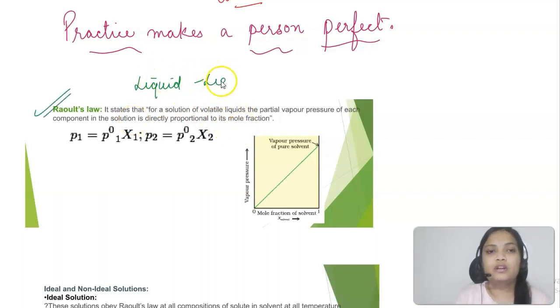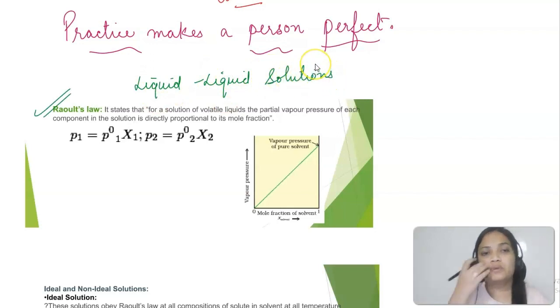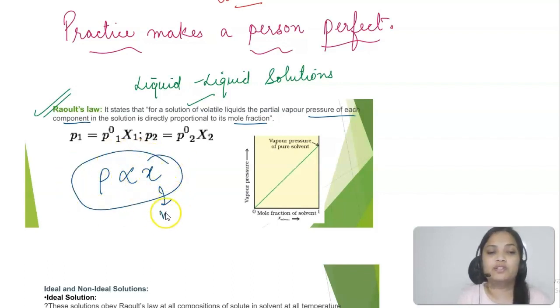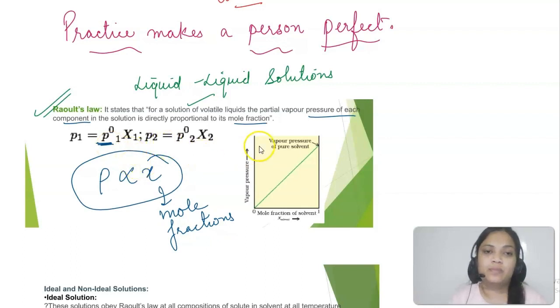For a liquid solution in which we have volatile liquids, meaning both the liquids are volatile, it states that the partial pressure of each component is directly proportional to its mole fraction. So if there is any component, the partial pressure of that component will be proportional to the mole fraction. And when we remove the proportionality sign, this constant comes as the vapor pressure in pure state. So the vapor pressure is directly proportional to the mole fraction, and this is the straight line graph we are going to get.